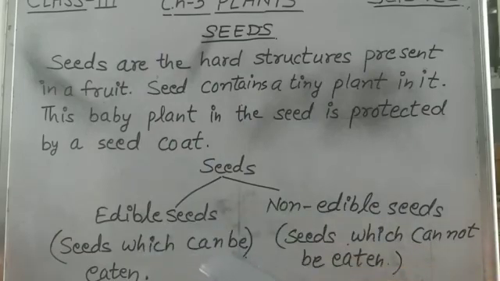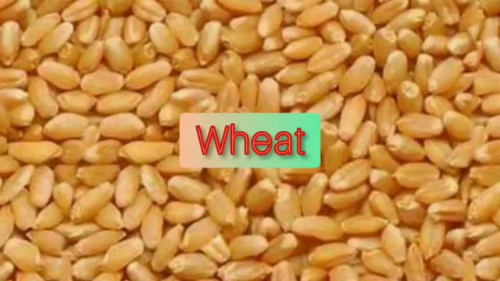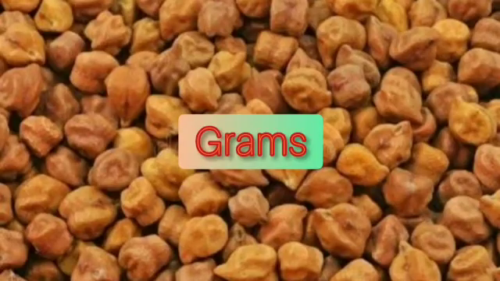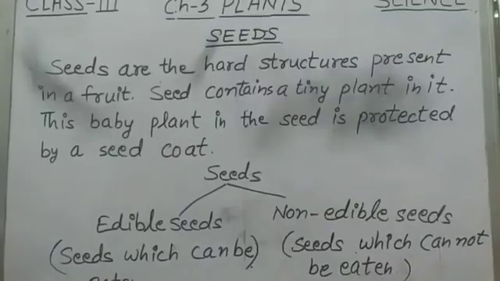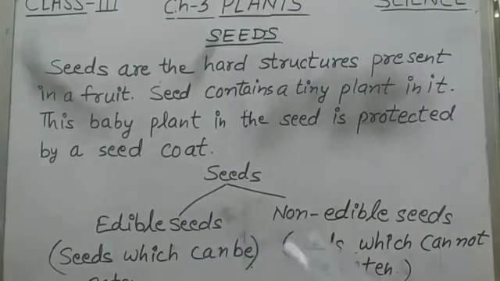What are edible seeds? Seeds of some plants can be eaten. Such seeds are called edible seeds. Examples of edible seeds are wheat and grams. Now, what are called non-edible seeds? The seeds of some plants that cannot be eaten are called non-edible seeds. For example, seeds of mango, seeds of orange, that you cannot eat.